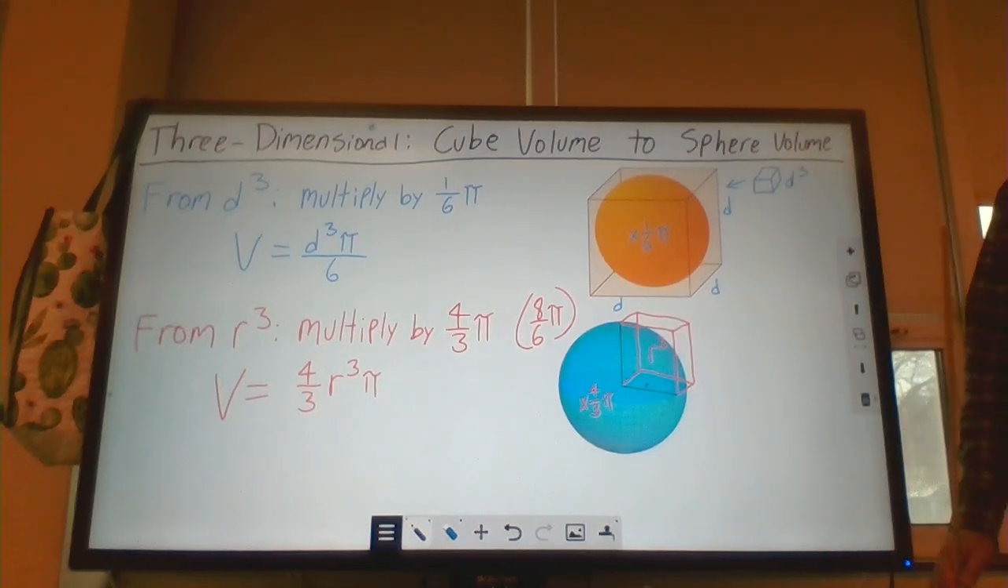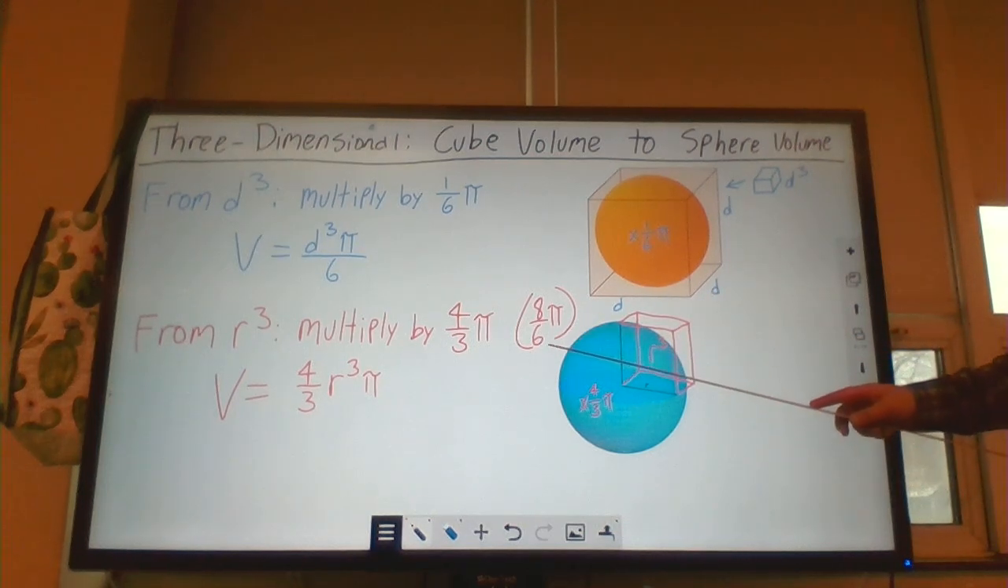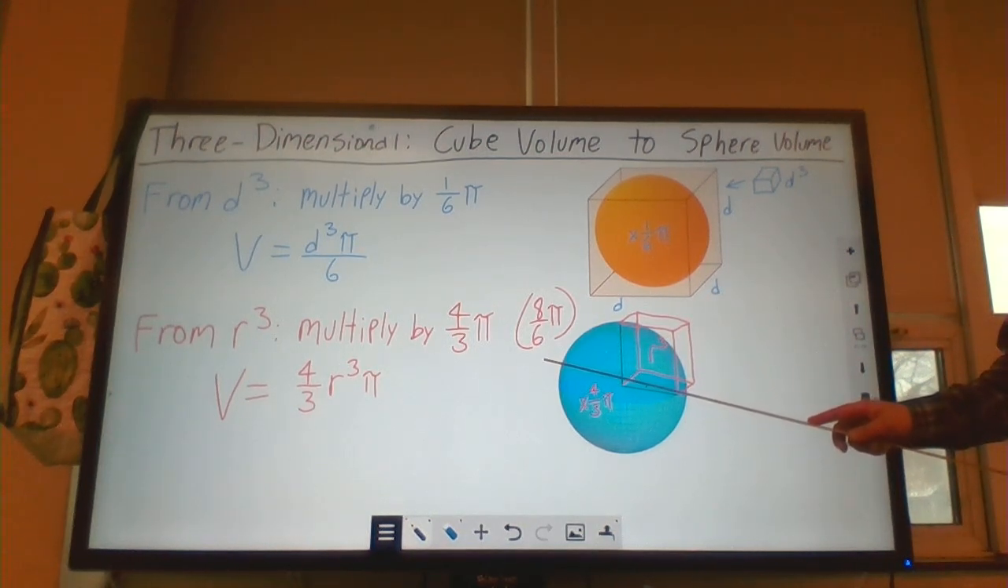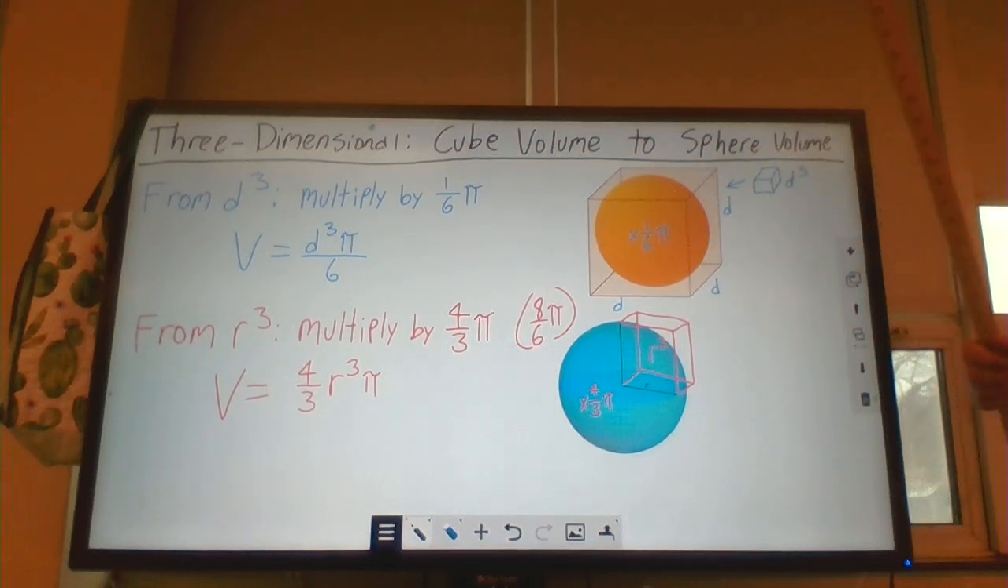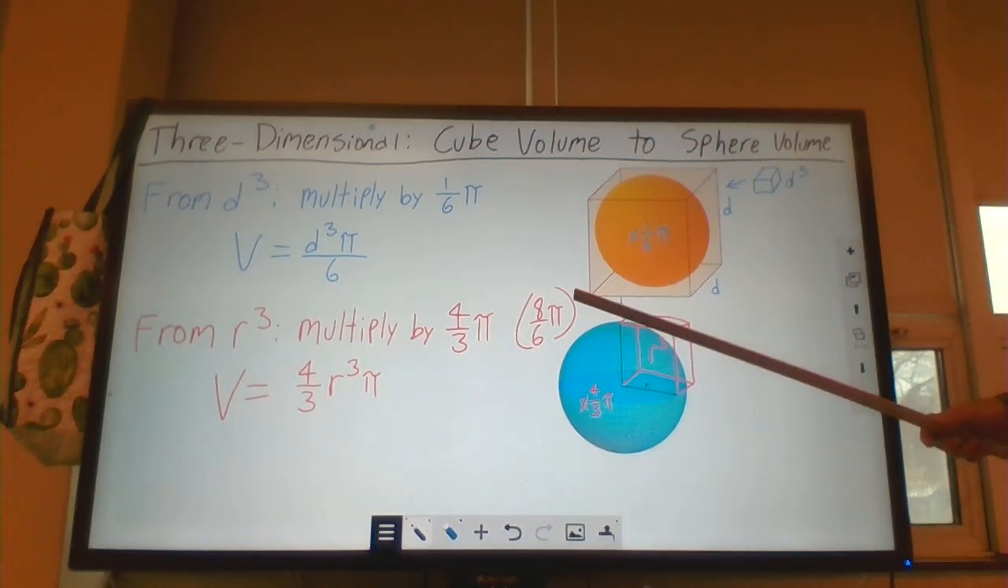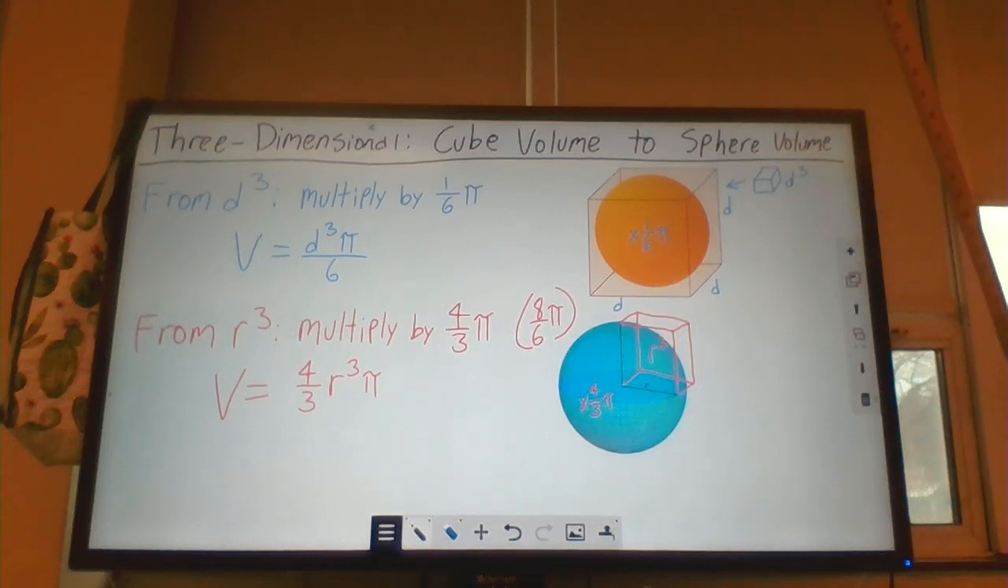Now, 4 over 3 doesn't make all that much sense unless you're willing to perceive it as 8 over 6 pi. Then it becomes apparent that you're taking the 1 over 6 pi from the diameter cube and simply multiplying it by 8. Why are we multiplying it by 8? Well, because the diameter cube is 8 times the volume of the radius cube.